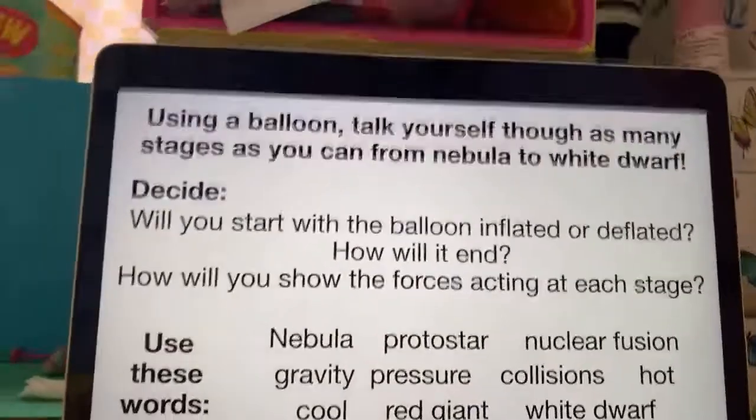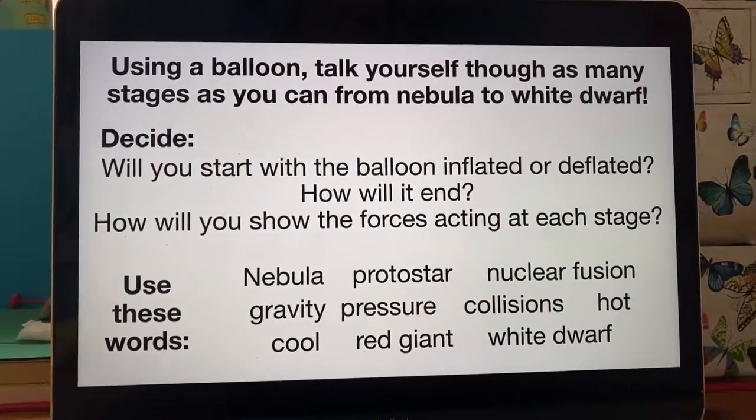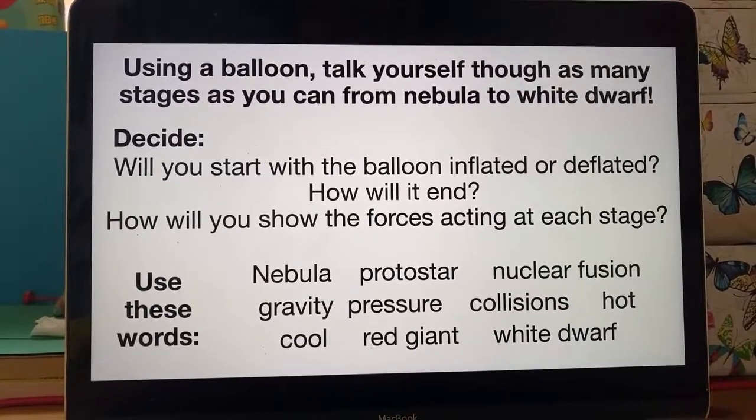You've got a balloon, you're giving your mini lecture. What are you going to do? How are you going to use the balloon to explain what happens? So I've given you some clues. Are you going to start with the balloon inflated or deflated? How will it end? Will it end with the balloon being inflated or deflated? How will you show the forces acting at each stage? And here are some words I think would be good if you would use: nebula, protostar, nuclear fusion, gravity, pressure, collisions, hot, cool, red giant, white dwarf. Go on. I'll give you a minute. Have a go.